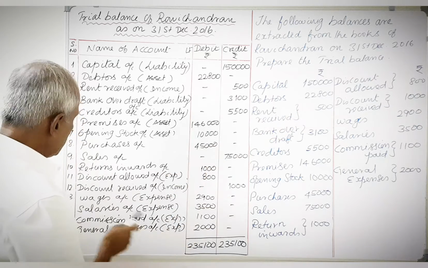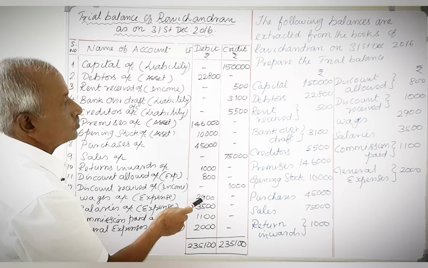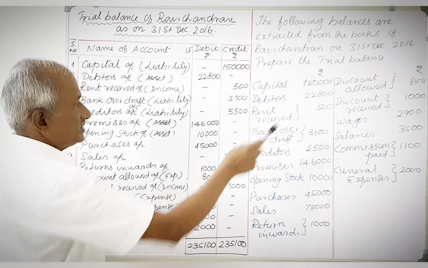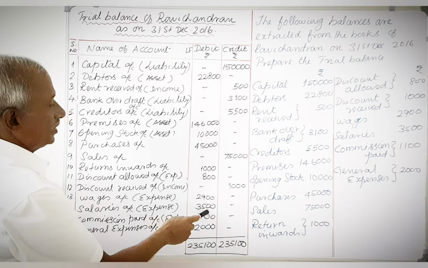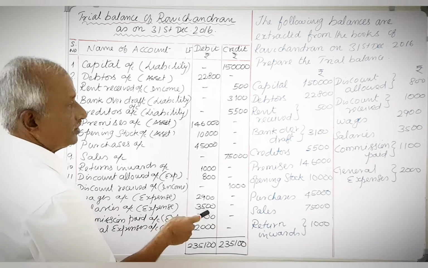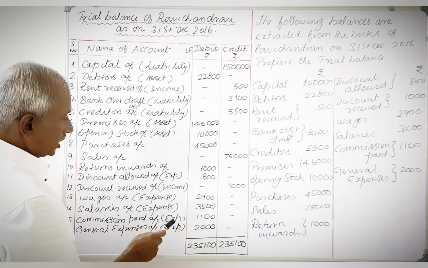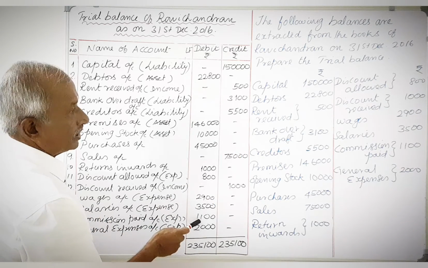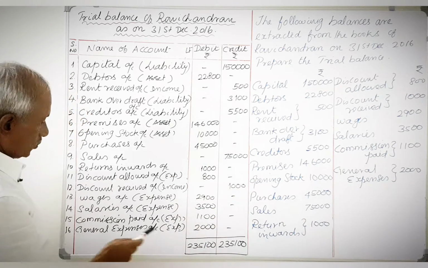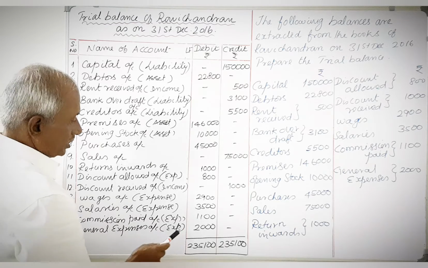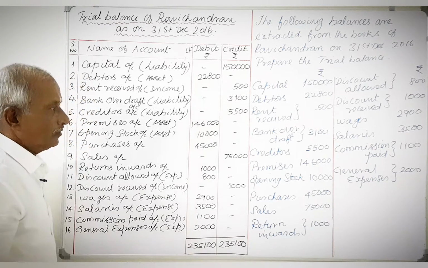Wages 2,900. Wages expense. So debit side of the trial balance 2,900. Salaries 3,100. Salaries expense. So debit side of the trial balance 3,500. Commission paid 1,100. Commission paid account expense, debit side of the trial balance 1,100. Finally, general expenses 2,000. General expenses expense, so 2,000 debit side of the trial balance.